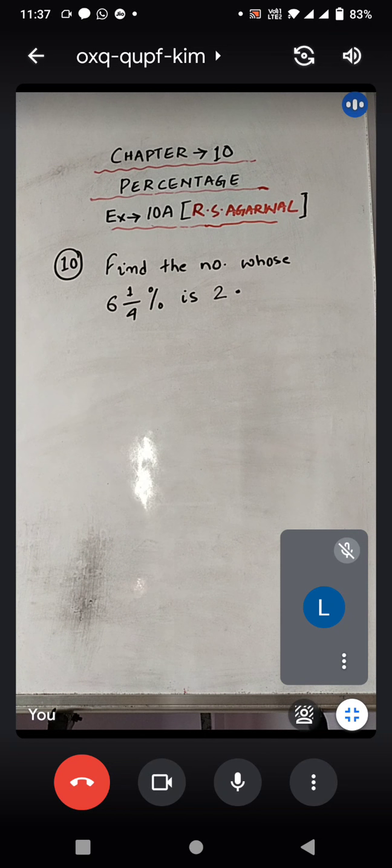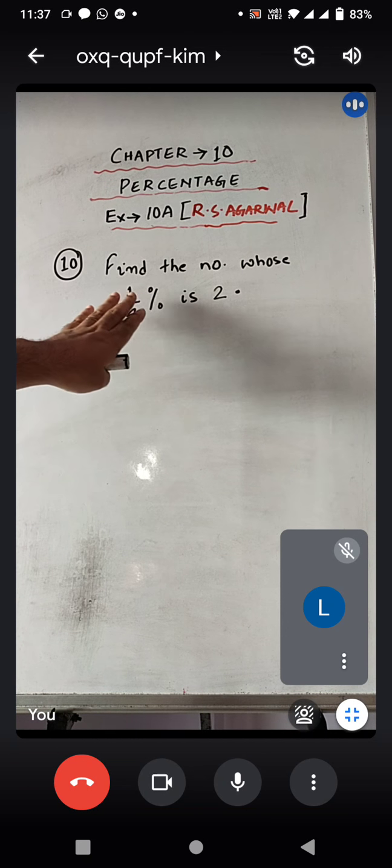So hello students, from today onwards we'll again start a new chapter from R.S. Agarwal. This is chapter 10, Percentage, and today we'll do exercise 10A, and from this exercise we'll do some selective sums. Today I have selected three sums, that is question number 10, 11 and 15. So let's see what is there in question number 10, as I've already written the question on the board.